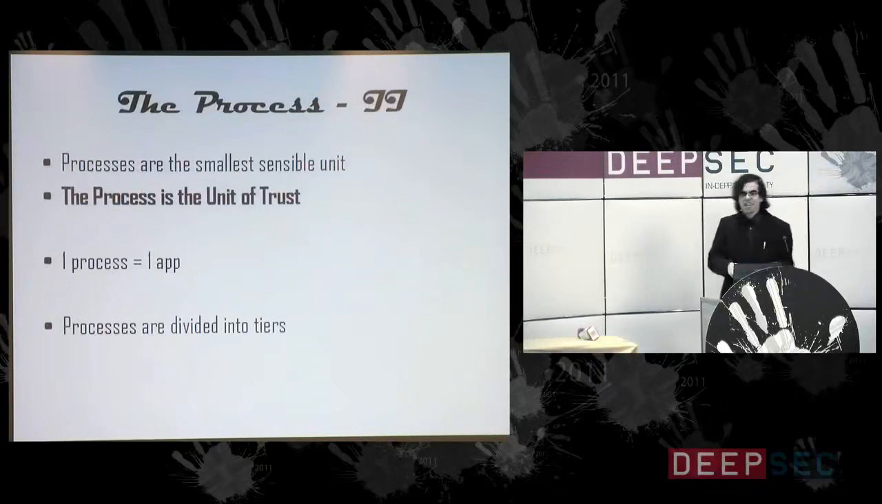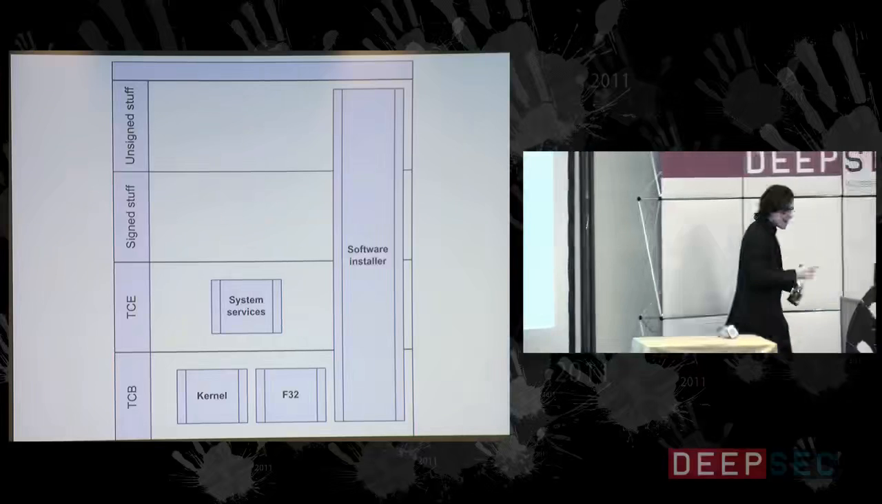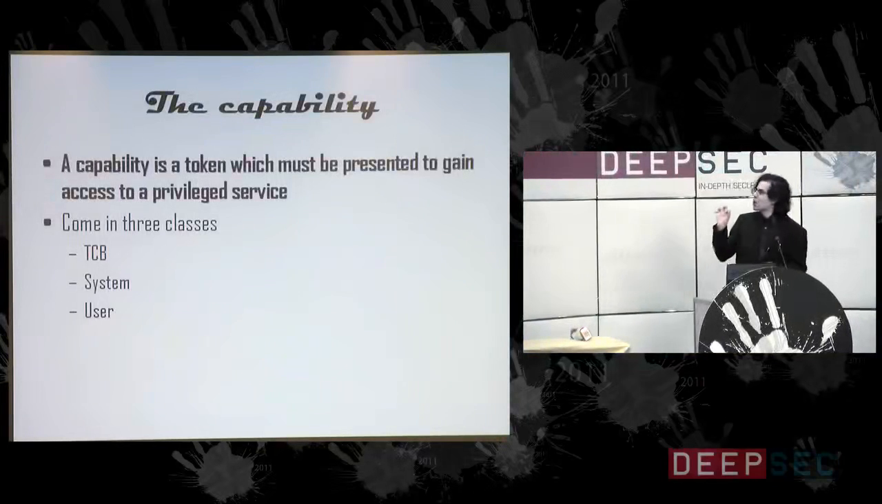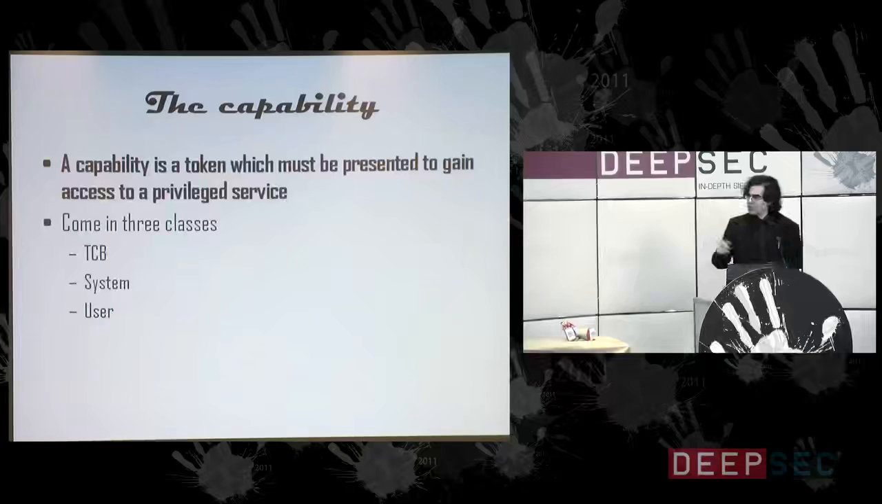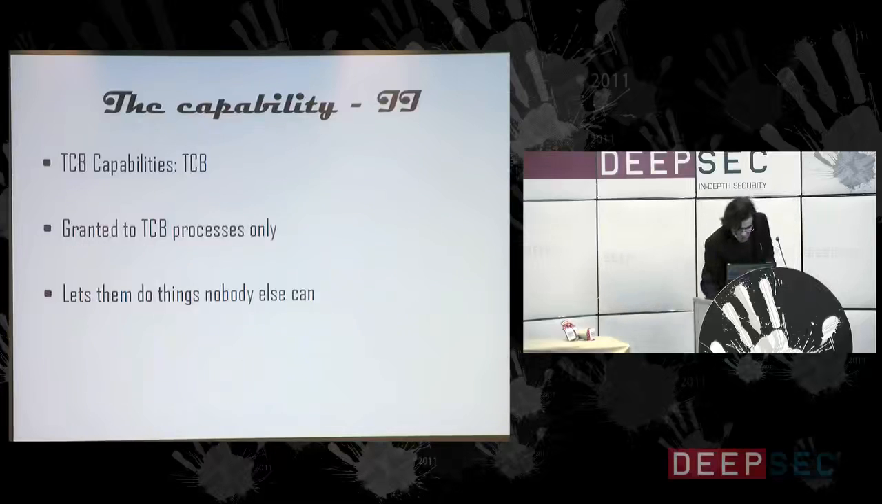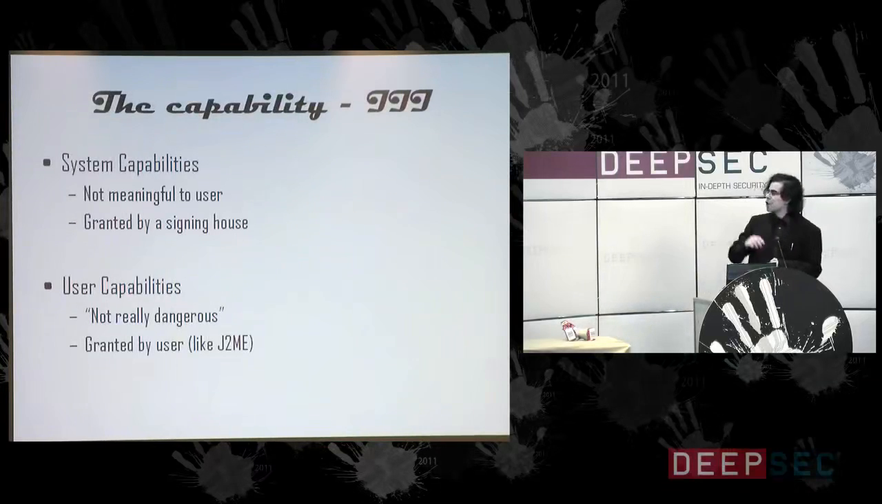And so the point was this, that processes were divided into tiers. And every tier required different types of signing and had different types of privileges. And as you already said, the capability is the token which must be presented to gain access to a privileged service. You might now be wondering, why am I going over Symbian in such detail if the operating system is dead? I'm going over it not out of boredom, but because these terms and the concepts, you meet them in every other mobile platform. And as said, in regards to the capabilities, there are 3 types of capabilities. TCB capabilities, then there are system capabilities, and then there are user capabilities, which essentially are granted like they are granted on a J2ME application.